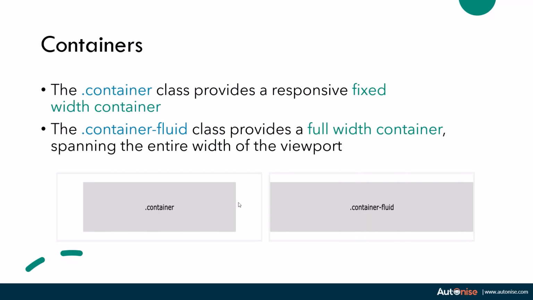As you can see below, first there is the container, which has some padding on the right hand side as well as the left hand side. But container fluid will take up the entire width of the screen. So if you put an element inside container, it will start after some padding. Whereas if you put something in container fluid, it will start from the very beginning of the window. So this class, which is .container, is provided by Bootstrap.